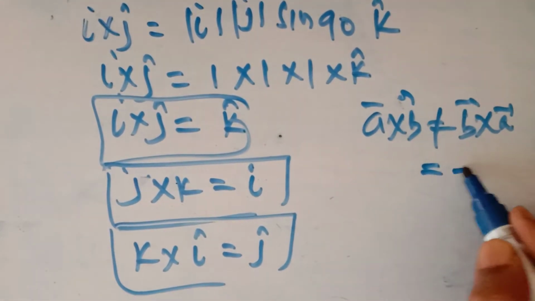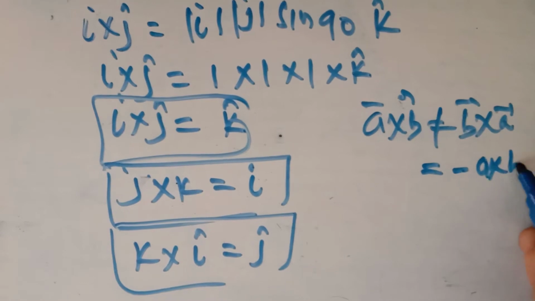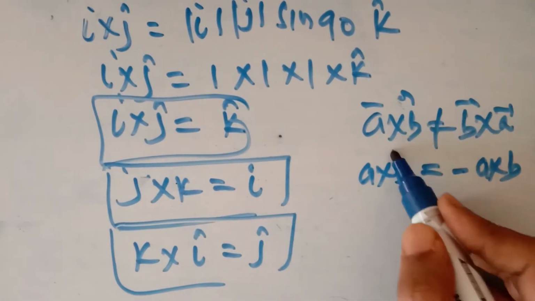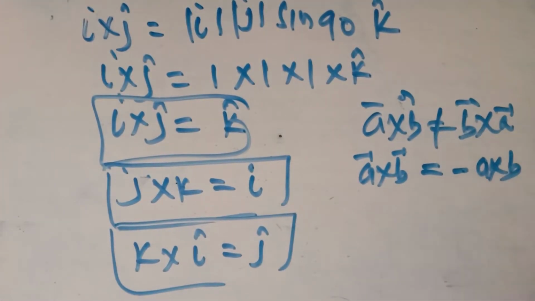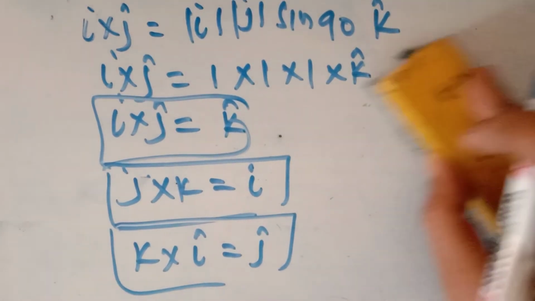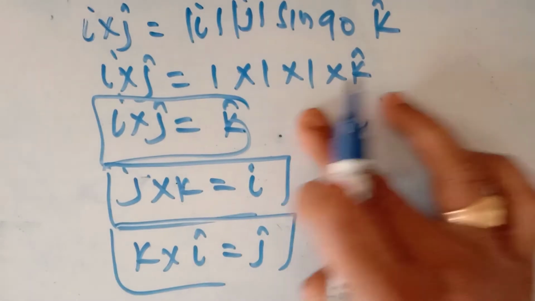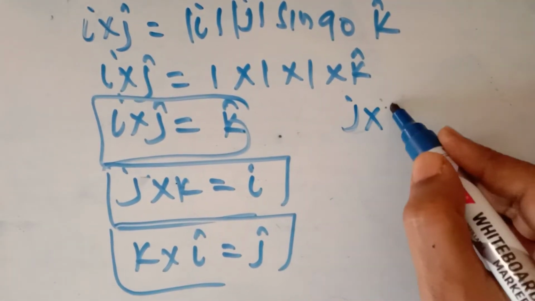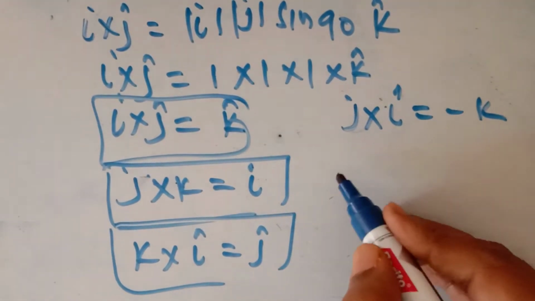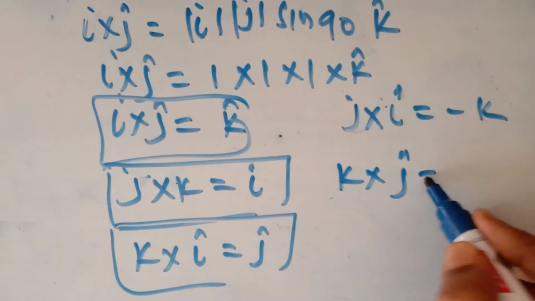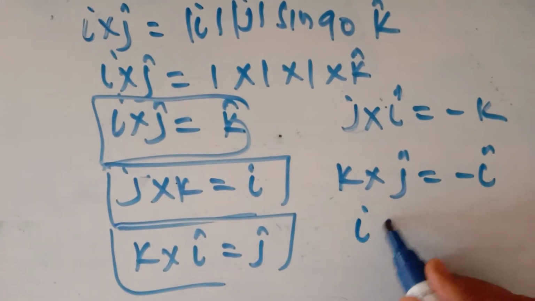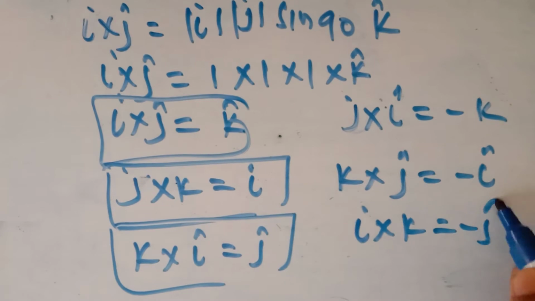And if they are equal, then you have to put a minus sign in this, then they will become equal to each other. So we can say that if it is i cross j and not j cross i, then it will be equal to minus k, and k cross j will be equal to minus i, and i cross k will be equal to minus j.